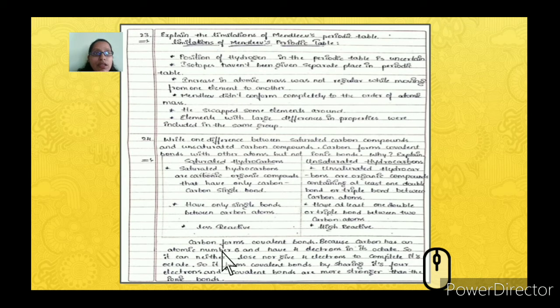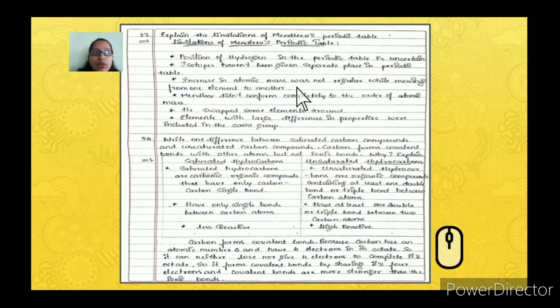Coming to the next question, explain the limitations of Mendeleev's periodic table. So let's see the limitations here. The position of hydrogen in the periodic table is uncertain. He was not able to properly position hydrogen, whether it should go with the metals, the non-metals or the alkalis. Next, isotopes have not been given a separate place. Hydrogen isotopes like deuterium, tritium, etc. do not have a separate place in the periodic table.